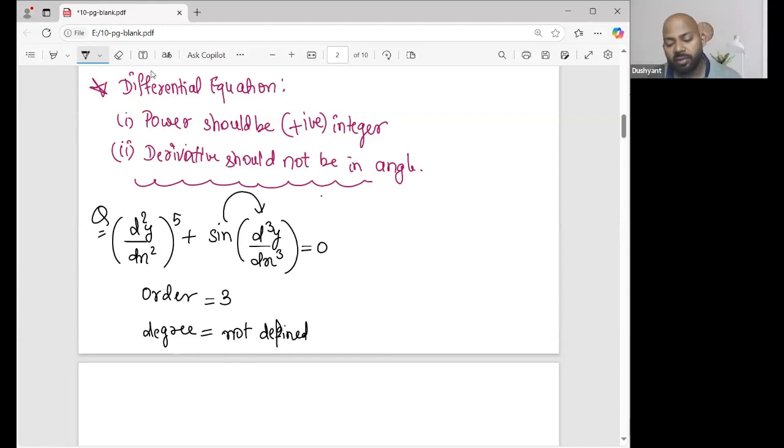Same thing. If I have del square y over dx square, the power is, let's take, then d.